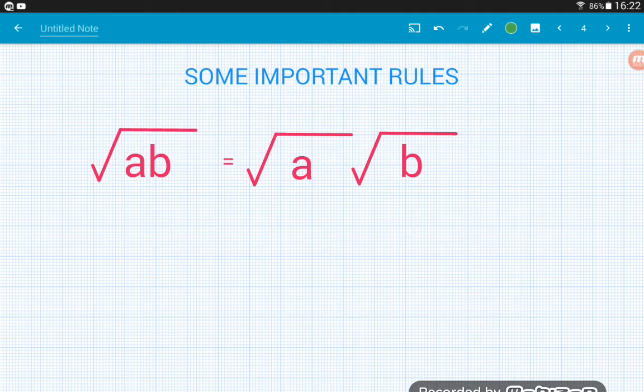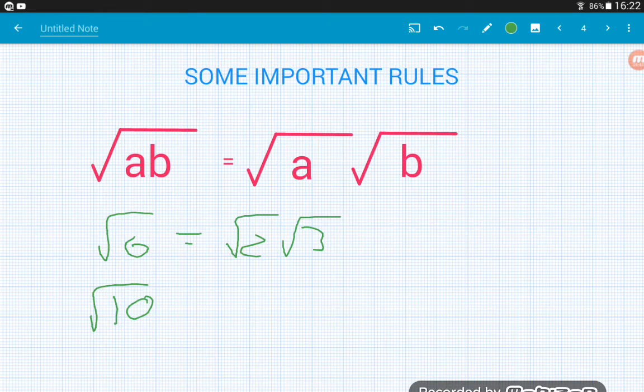So we can split up. If we have a multiple underneath a surd sign, we can split it up into the square root of one factor times the square root of another factor. So here, if AB is our multiple, 2 factors of AB would be A and B. So we can say that root AB is equal to root A root B. So for example, we could express root 6. Well, we know that 6 is 2 times 3, so we could express root 6 as root 2 times root 3. We could express root 10 as root 2 root 5, because 2 times 5 is 10.